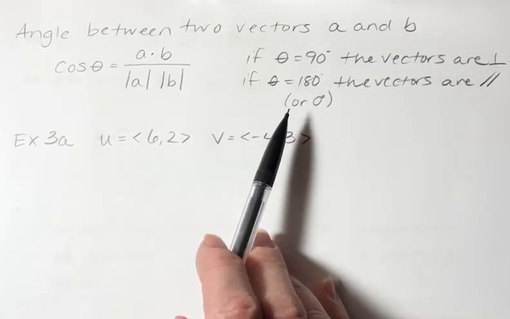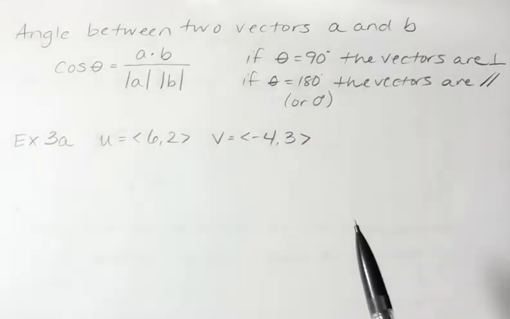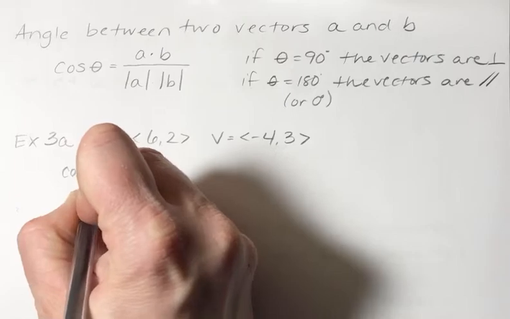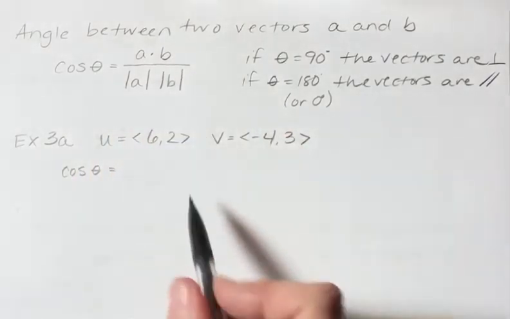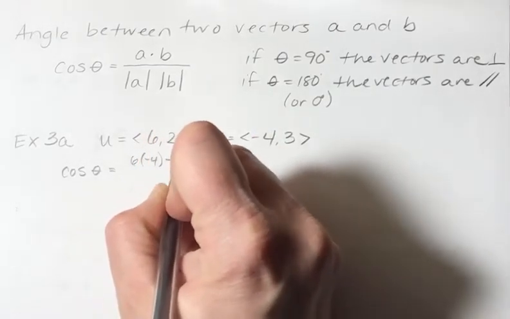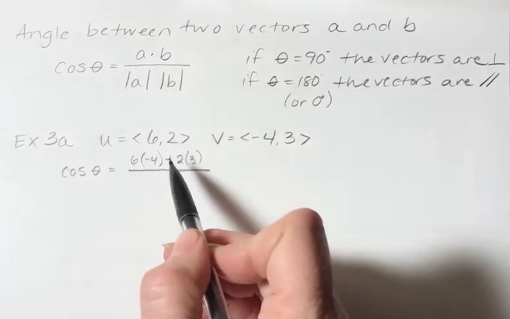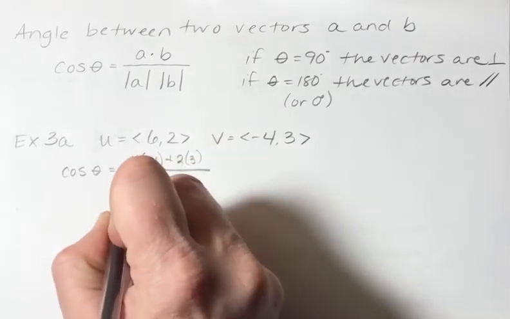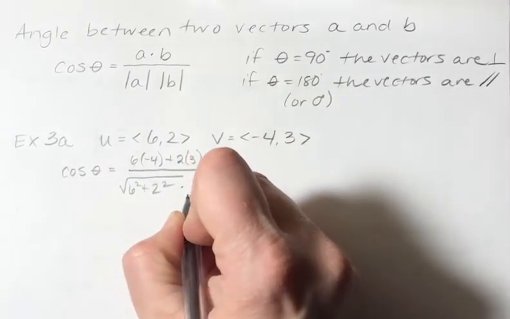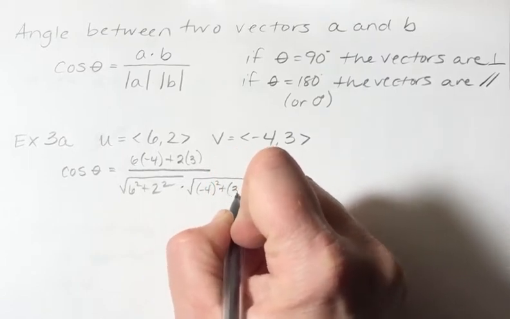So, example 3a gives us these two vectors, and it wants us to find the angle theta in between them. So, the cosine of theta is equal to their dot product. So on top I'm going to go 6 times negative 4 plus 2 times 3. On the bottom I'm going to take the magnitude of the first one. So it's going to be the square root of 6 squared plus 2 squared. And then I'm going to multiply that by the square root of negative 4 squared plus 3 squared.